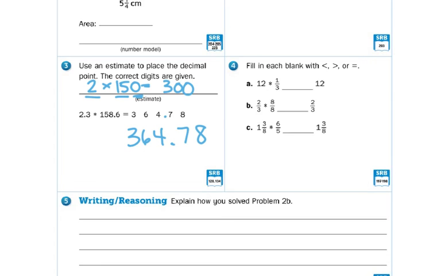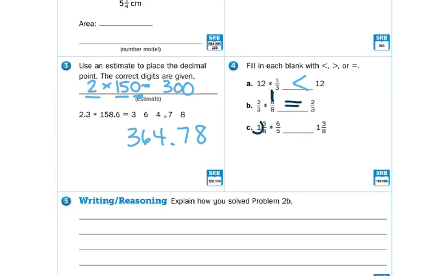And lastly on this page, if I take 12 times 1/3, is it going to be less than, greater than, or equal to 12? Well, if I took 12 times 1 it would equal 12, and this number is less than 1. So our answer has to be less than 12. 2/3 times 8/8. Remember, 8/8 is the same as 1, right? So 2/3 times 1 must equal 2/3.